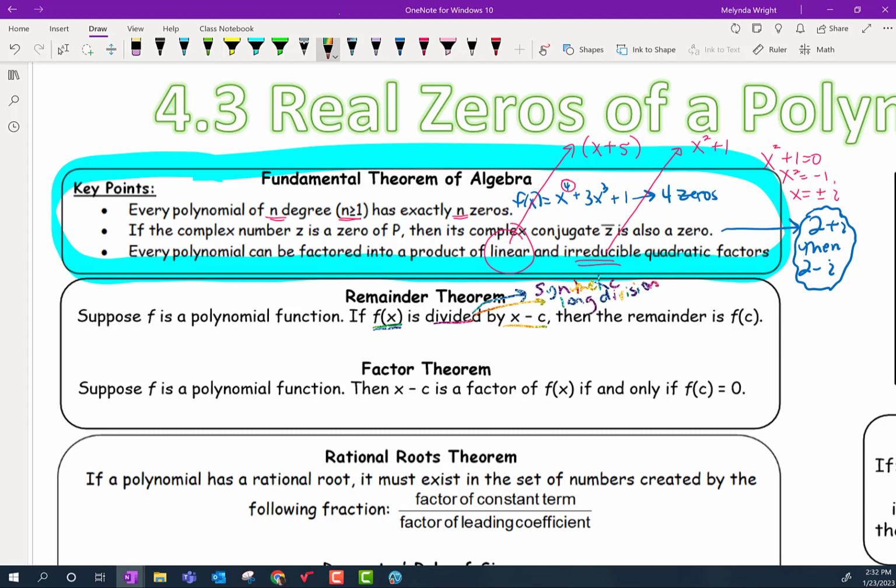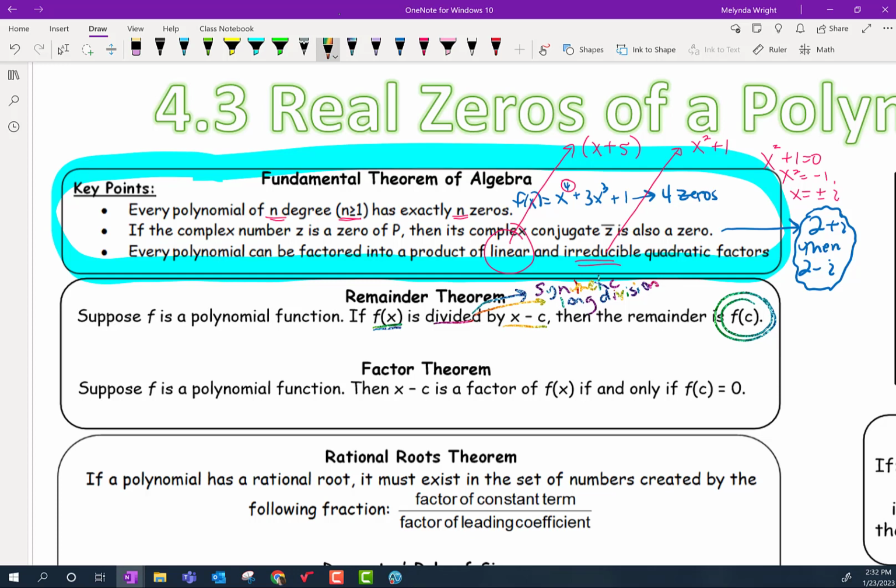We did cover both of those options last year. If you don't recall, you might want to go take a glance at it. Then the remainder is f of c. That's what the theorem tells us. If you divide it all out, the remainder that you get would be f of c.